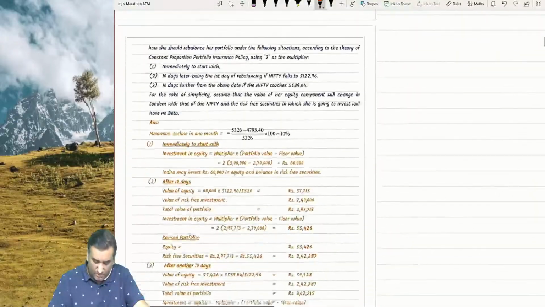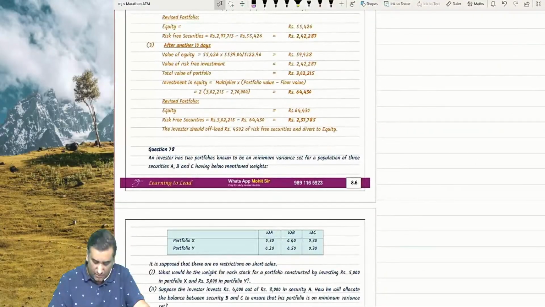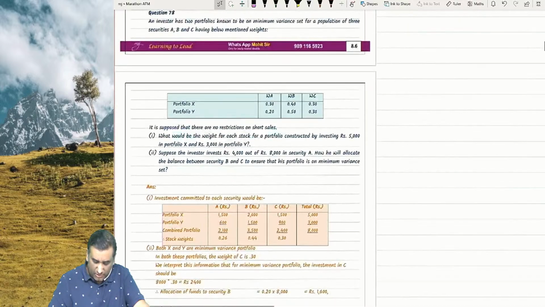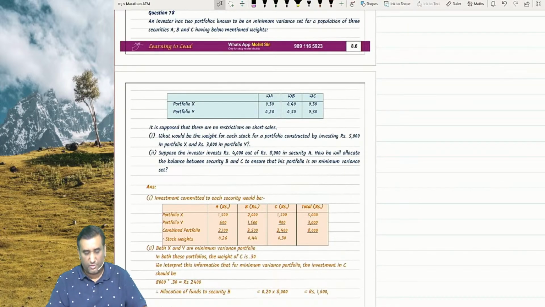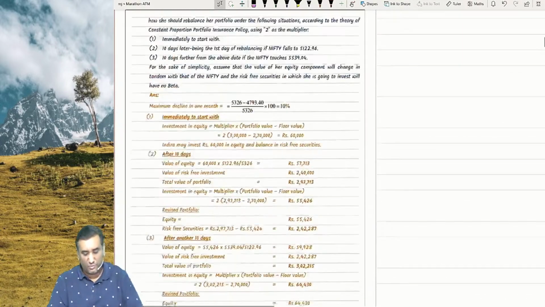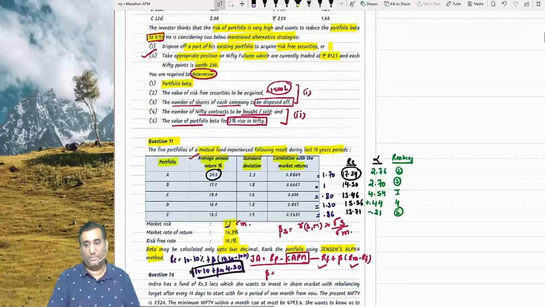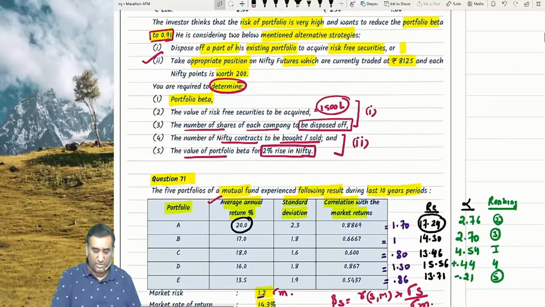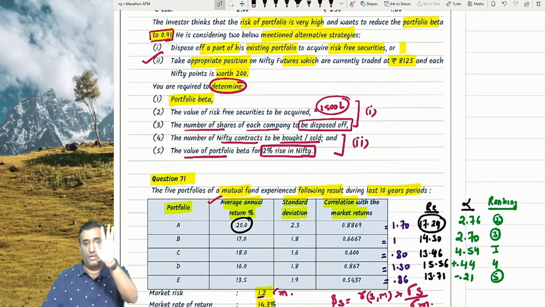Portfolio rebalance, variance, cover up the rest. Take care. One question you can try as homework. 30. Yeah, bye.